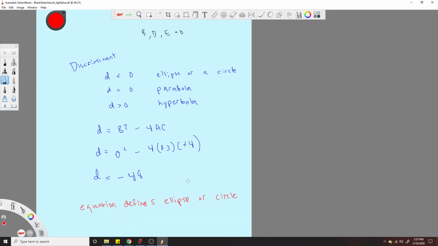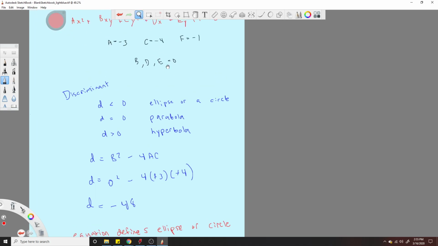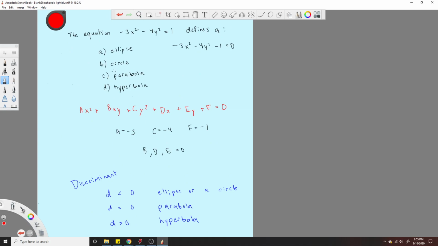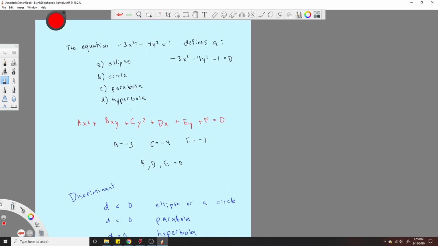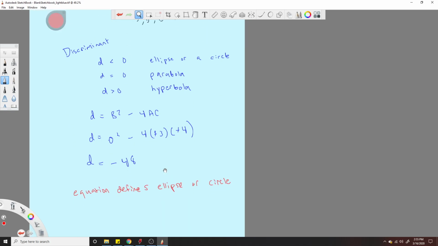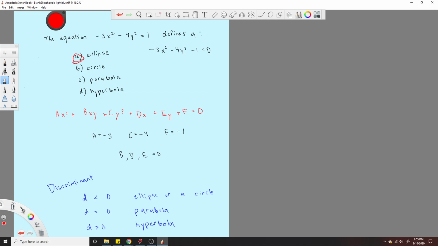Well, how do we know if it's an ellipse or a circle? We still need to figure that out. So the way you can tell is that the coefficients of the squared values will be the same if they are a circle, and they'll be different if they're an ellipse. So because they're different, this is a negative 3, that's a negative 4. The equation defines an ellipse. There you go. So there's your answer.